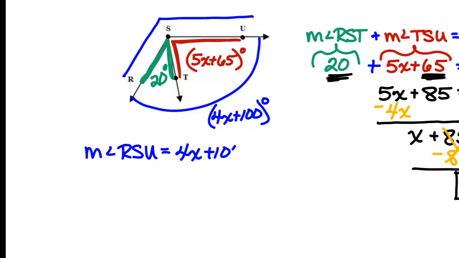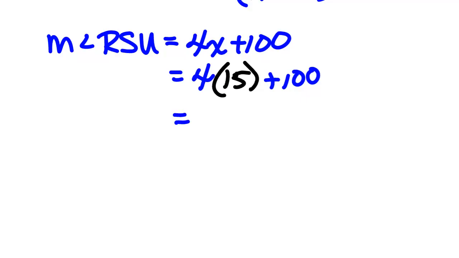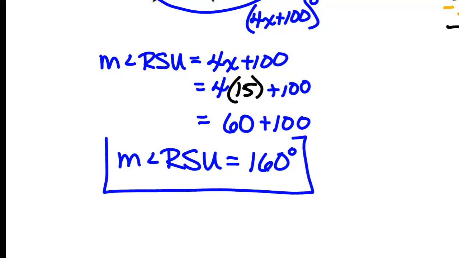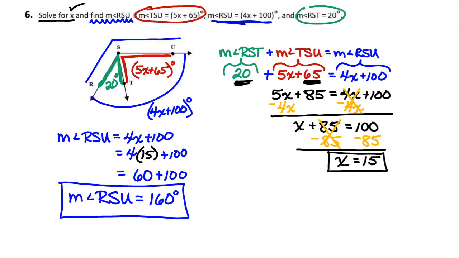4x plus 100. And we now know that x is how big? 15. So 4 times 15 plus 100. What is 4 times 15? 60. So 60 plus 100 would give me what for the measurement of angle RSU? 160. This one I put degrees on because this is an angle. X was not an angle by itself, but RSU is an angle, and so I put degrees on that.